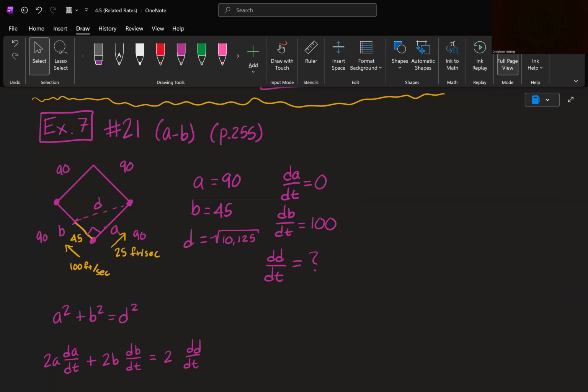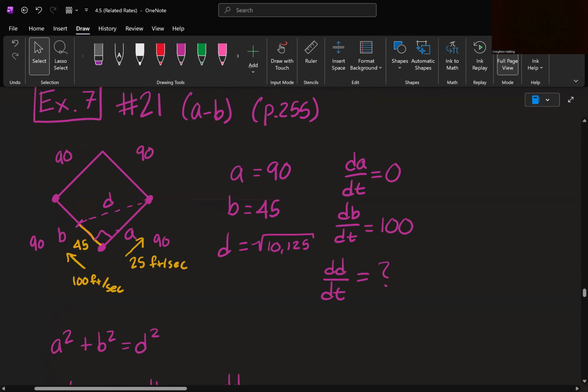Okay, let's just do a quick review. We knew that A was 90 because that was the side of the distance from home plate to first base, and B was 45, halfway to third base. We could find the distance D at the moment we cared about by using the Pythagorean theorem. 90 squared plus 45 squared equals D squared. And so we could isolate D, and it was the square root of 10,125.